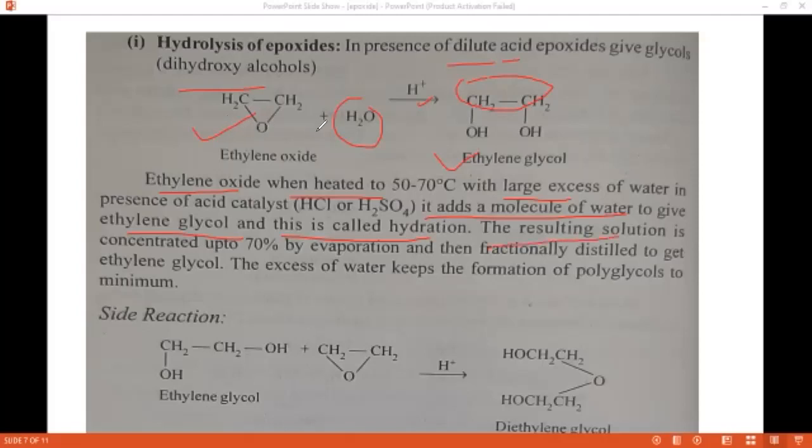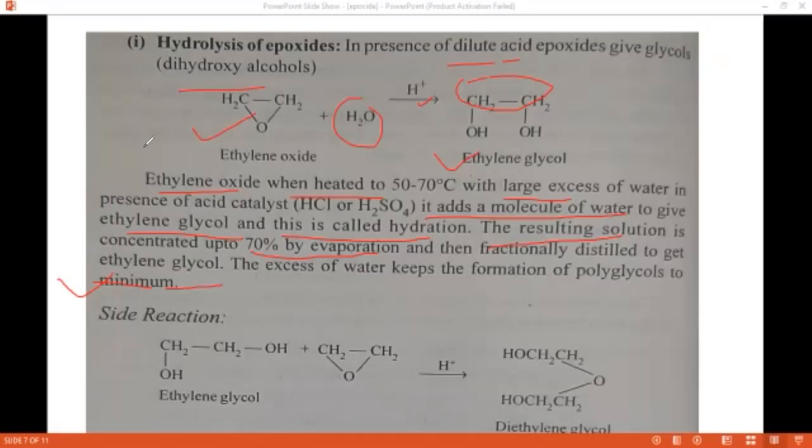The resulting solution is concentrated up to 70% by evaporation, and by fractional distillation to get the ethylene glycol. The excess of water keeps the formation of polyglycols to a minimum. Now, the side reaction here.